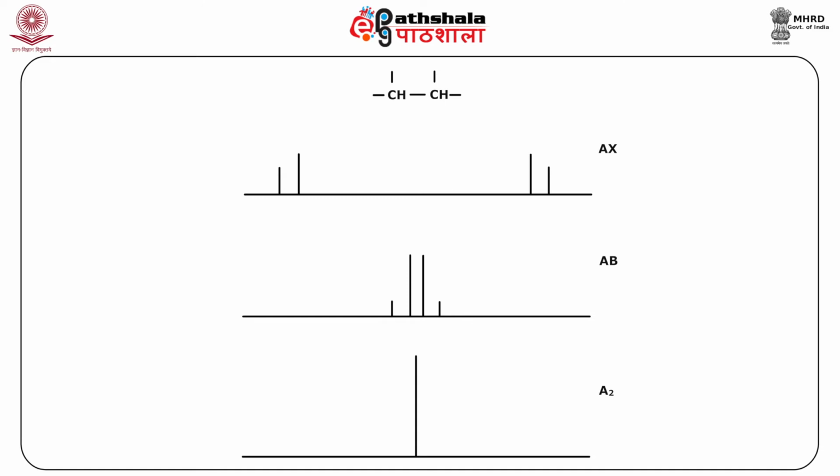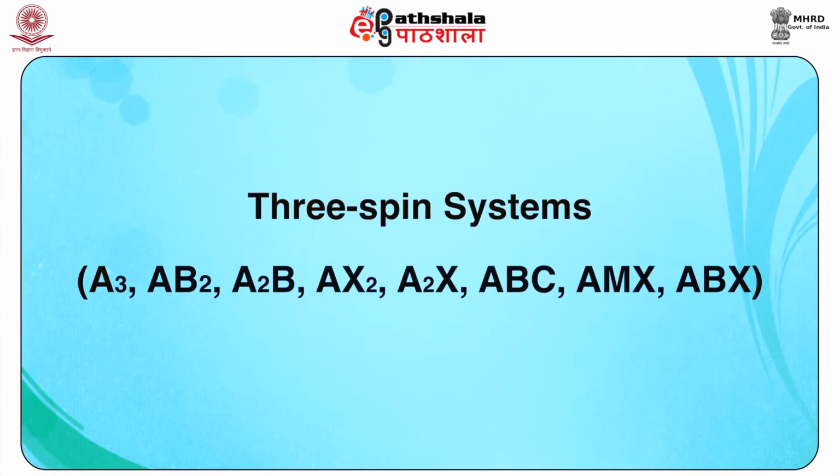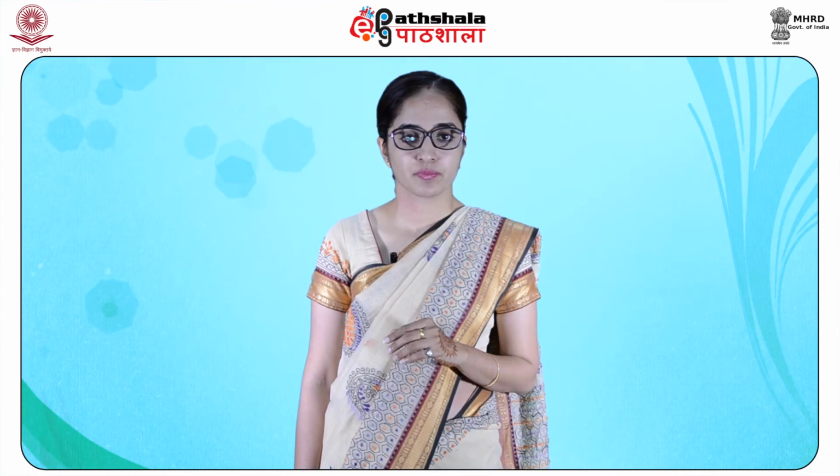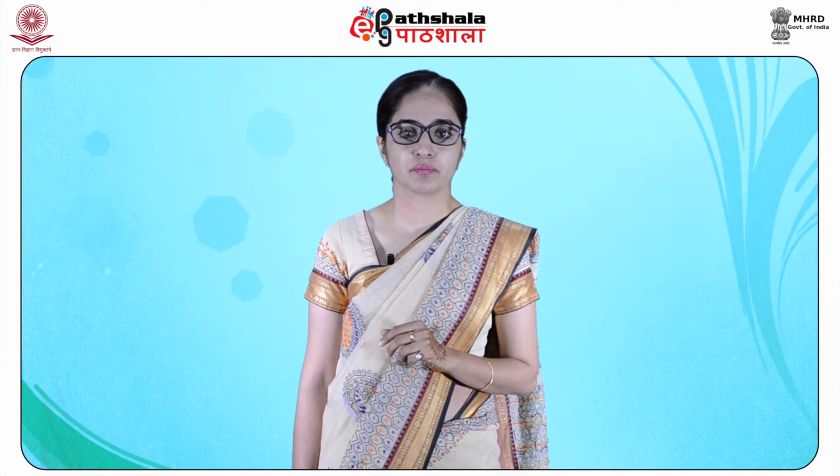Now, you can consider here the various two spin systems in this figure. The first one is AX, the second one is AB, the third one is the A2 system. Now, let us move to the three spin systems like A3, AB2, A2B, AX2, A2X, ABC, AMX and ABX. First of all, we will consider the A3 system. An A3 system contains three equivalent nuclei and always shows a singlet in NMR spectra.